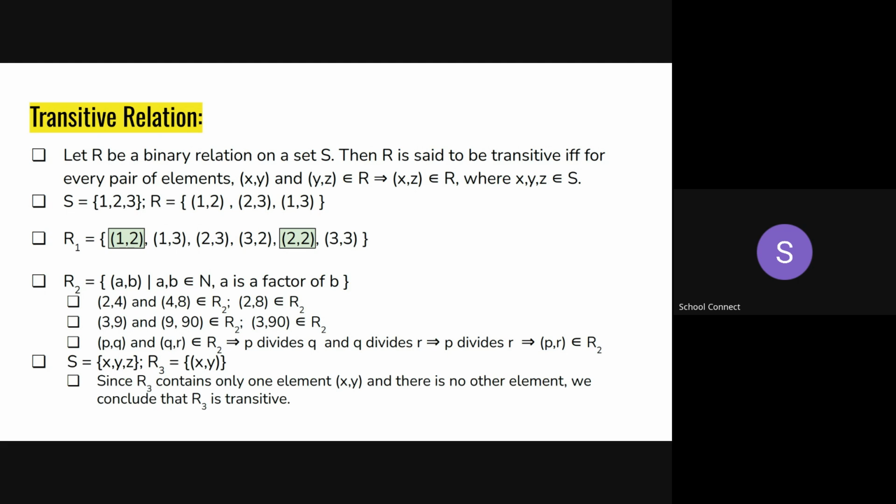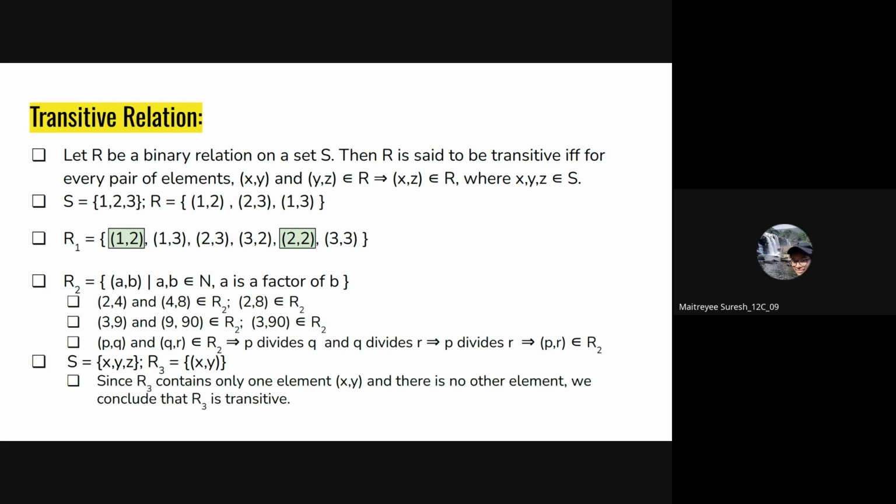So the checking will come only when you have two elements x comma y and y comma z. Only then you go check for x comma z. If you have only x comma y, you can say that particular relation R3 is transitive.